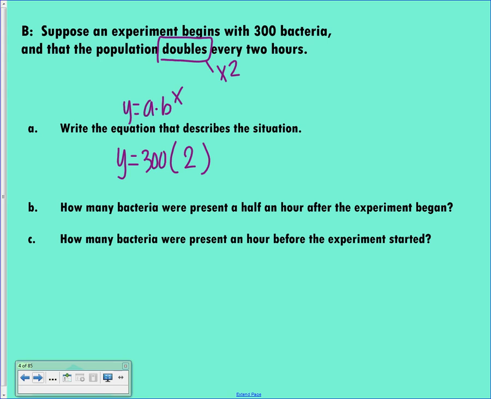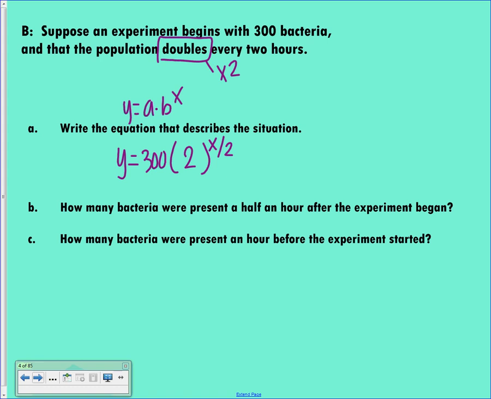Okay? And then it doubles every 2 hours, okay? So I'm going to go ahead and say x divided by 2. Okay, if you just put x, you can't just plug in what they give you, so you need to take into account that it's every 2 hours. So we'll do that, so x over 2.